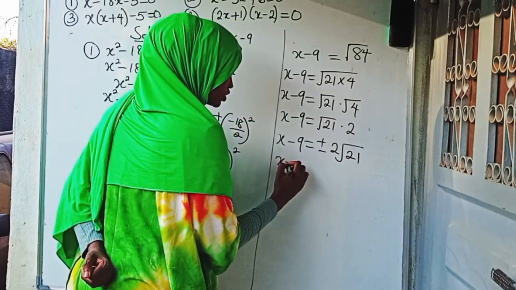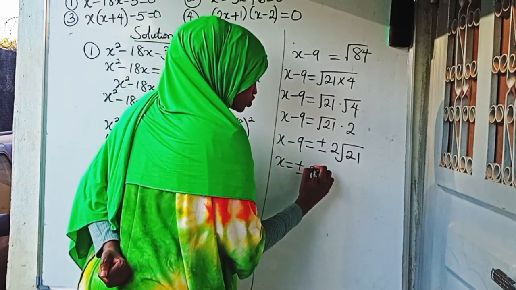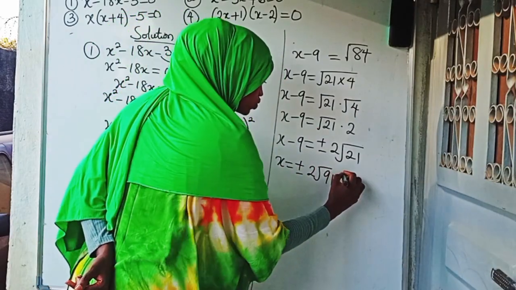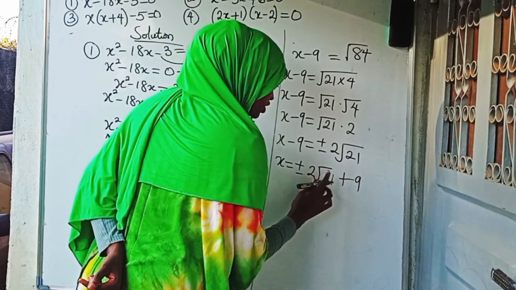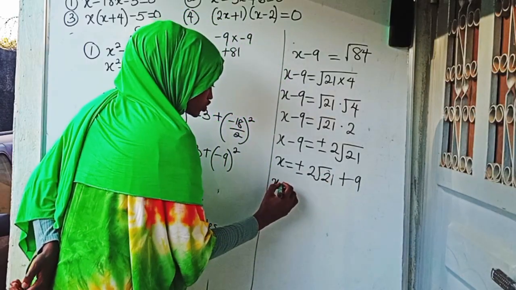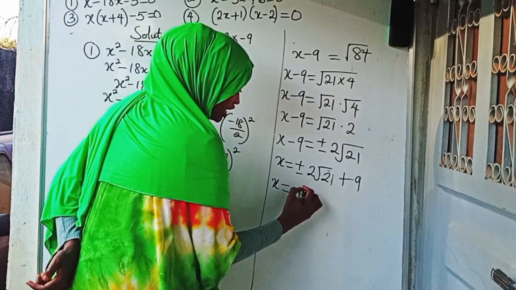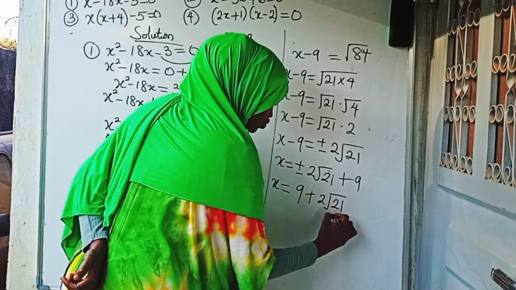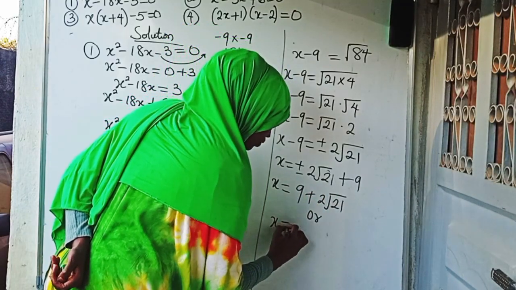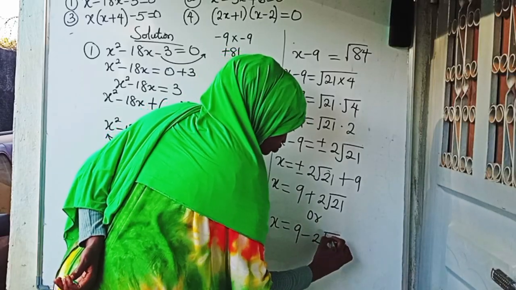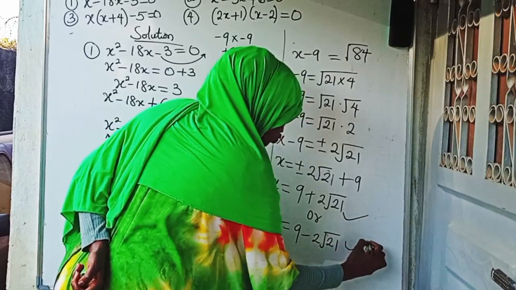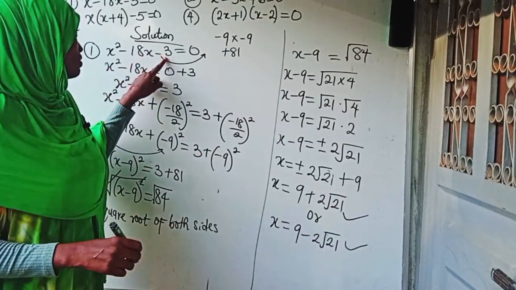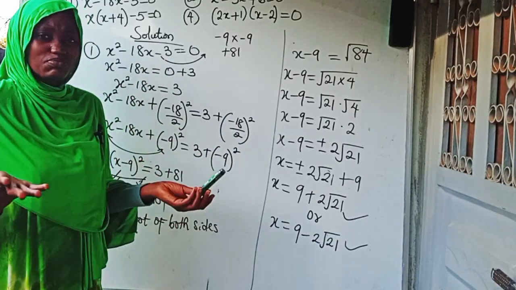So the value of x will be equal to plus or minus 2 root 21. Then this minus 9 crosses over and becomes plus 9. At this point, our value for x will be 9 plus 2 square root of 21, or x is equal to 9 minus 2 square root of 21. So these are the two values of x that satisfy the equation x squared minus 18x minus 3 is equal to 0. It's just as simple as that.